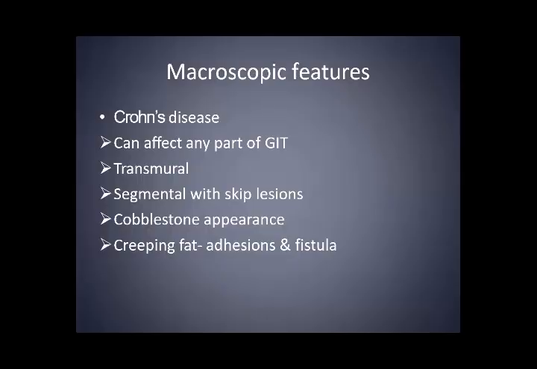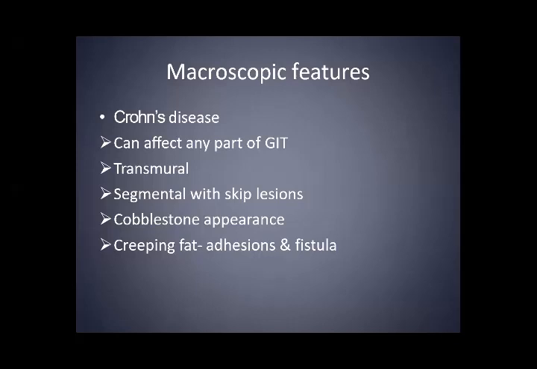Okay, so in Crohn's disease, macroscopically it can affect any part of the GI tract, starting from the mouth with ulceration, so it is a disease from mouth to anus. As I told you, the inflammation is throughout the gut wall. That's the reason it can lead to fistula formation and perforation. It is segmental with skip lesions.